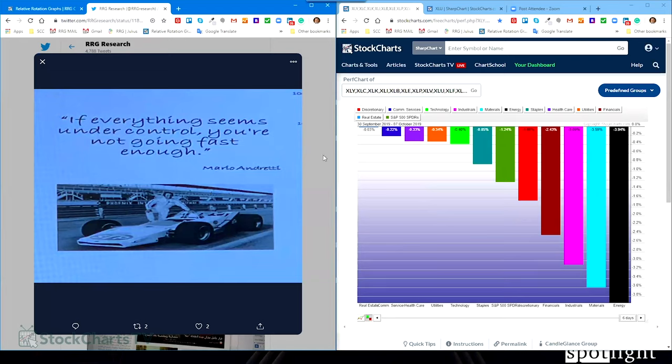Remember, this guy is talking about risk management in the financial world. If you try to play with models, with money management, with signals, buy signals, sell signals, how much should you buy, how much should you sell, how big should your position be. And he brought up this image and quote of Mario Andretti, which says, if everything seems under control, you're not going fast enough. And I can absolutely see that in auto racing. But he has a point in investing as well.